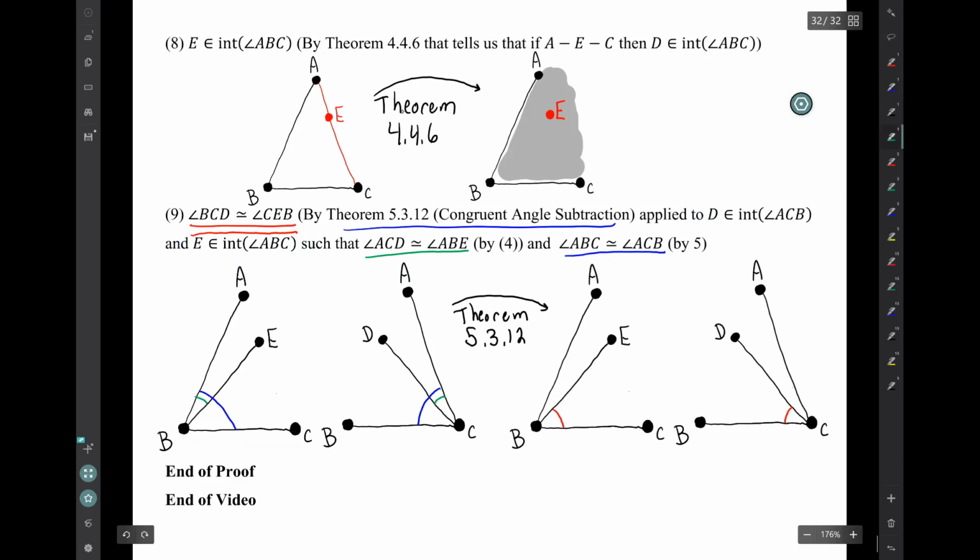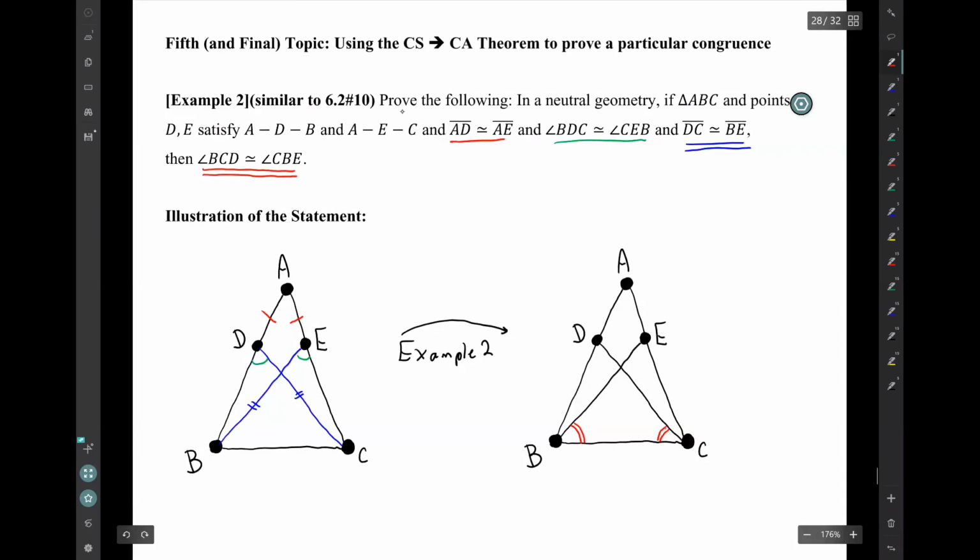And we know that these green angles are congruent. And we know that these blue angles are congruent. So when we apply the theorem, it tells us that therefore these red angles are congruent. And that was the goal of our proof. Our goal was to prove that these angles are congruent.